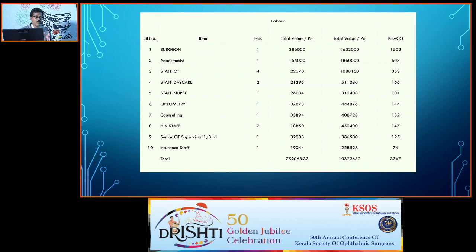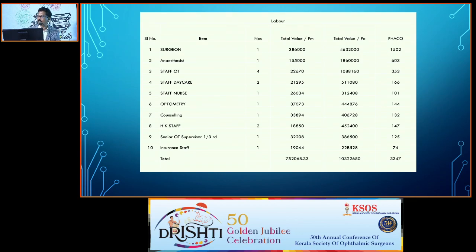Labor is the one which contributes maximum to your cost because ours is a service industry. So we need to have a lot of staff to give a good experience to our patients, to see that there is not much waiting time, to see that each and every patient goes happy. So we need to really invest in the labor. And right from the surgeon, the anesthesiologist, OT staff, daycare staff, optometrists who do your biometry, all those things have to be considered, your counselors, housekeeping staff. Even the salary of insurance staff will contribute to your surgery.